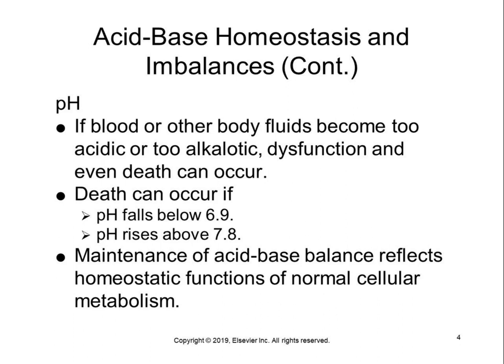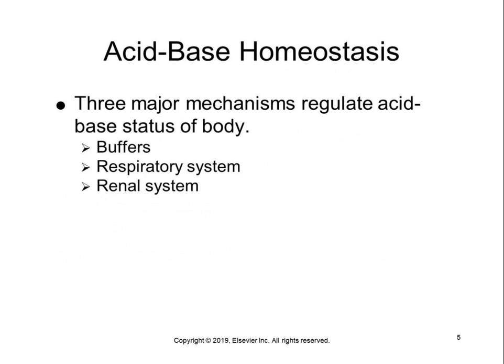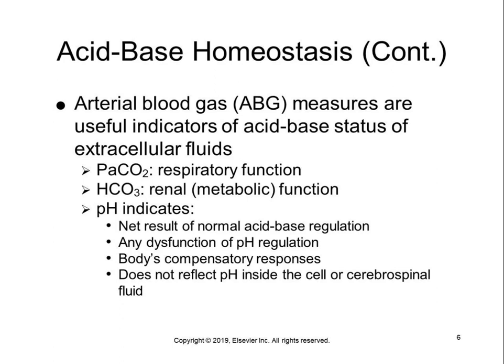Maintaining acid and base balance reflects homeostatic functions of normal cell metabolism. Three major mechanisms regulate the acid and base status of the body: buffers, the respiratory system, and the renal system. ABG measures are useful indicators of acid-base status of extracellular fluid. That's how we know if the patient has a problem in acid and base, with the ABG.